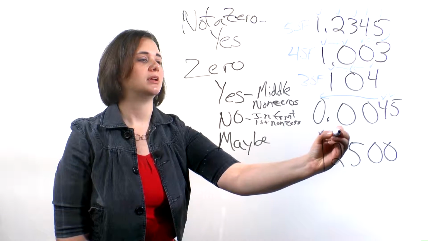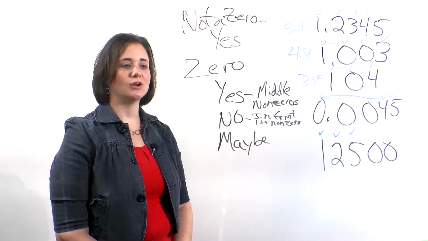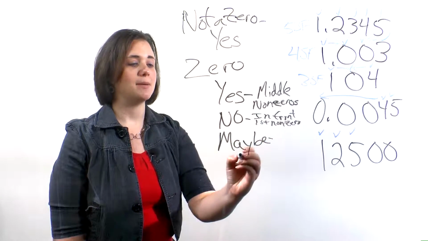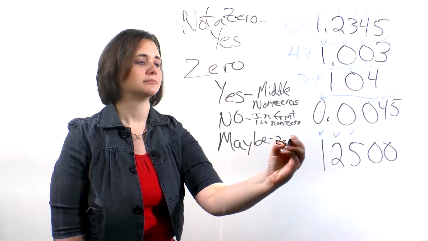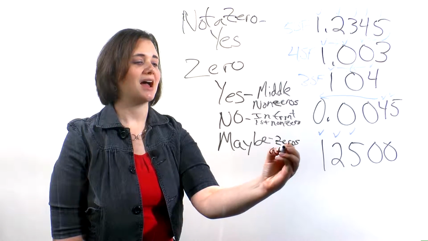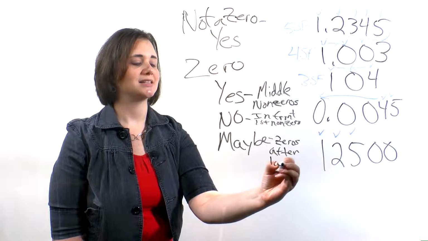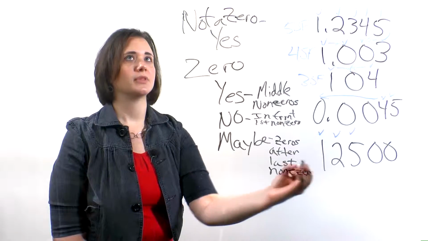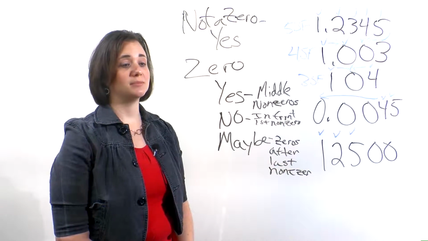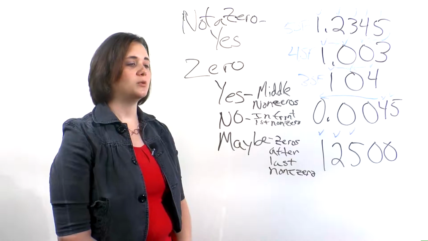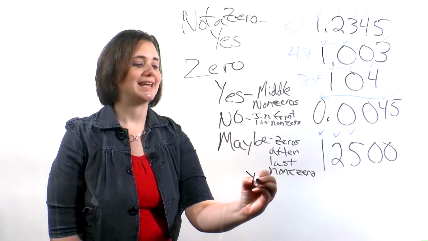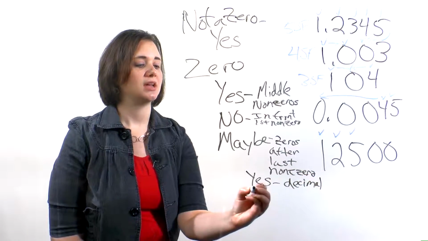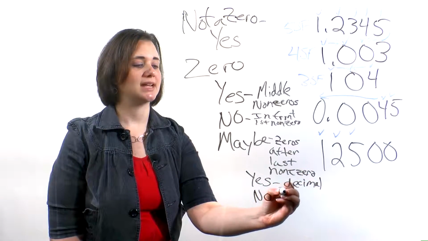Going to our next problem. Here I have 3 things that are not zeros, and then I have 2 zeros at the end. The zeros at the end are the maybe. Zeros after the last non-zero. Sometimes those will count, and sometimes they won't. When do we count them? We say yes if there is a decimal anywhere in the problem. If there's no decimal, we say no.